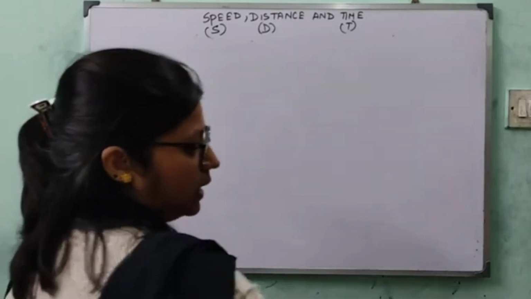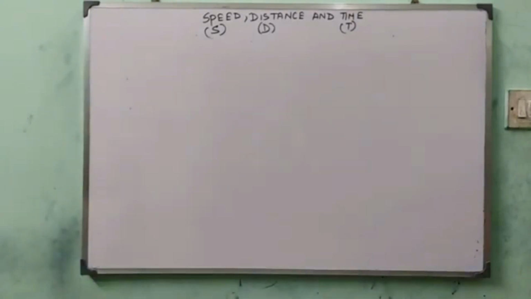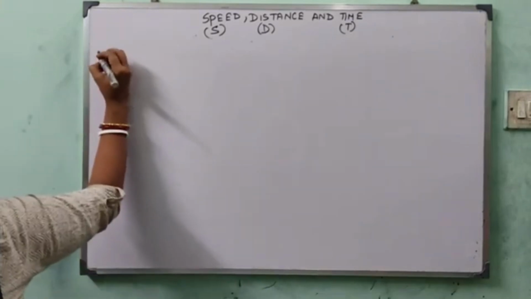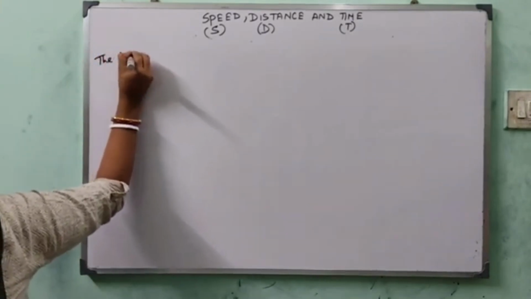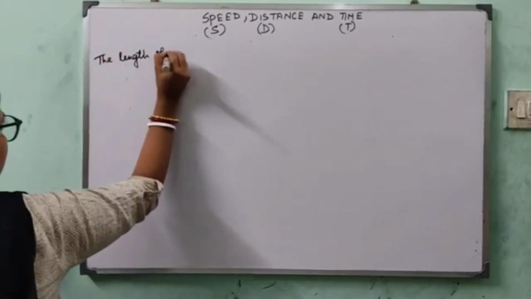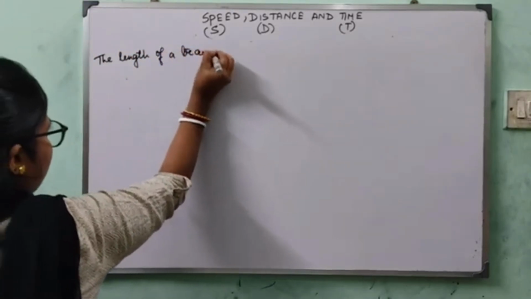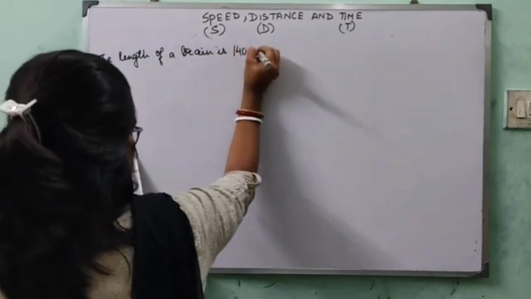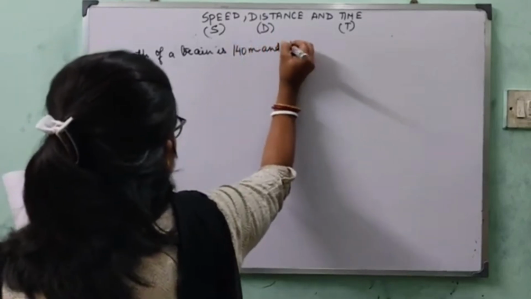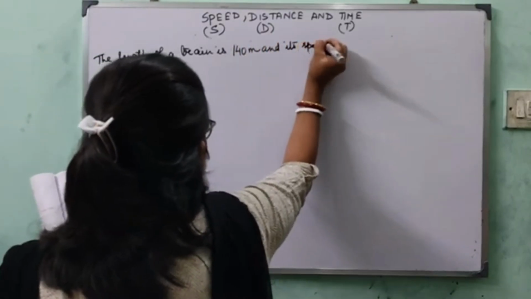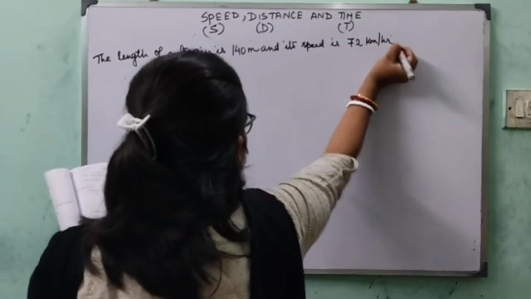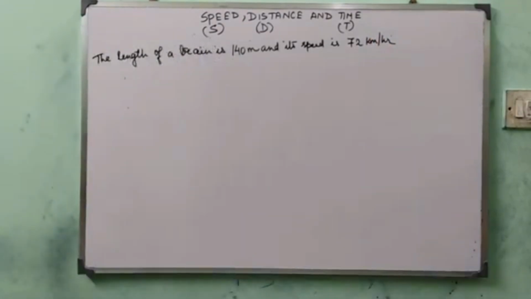Now based on this, let's do a sum. The length of a train is 140 meter and its speed is 72 kilometer per hour.